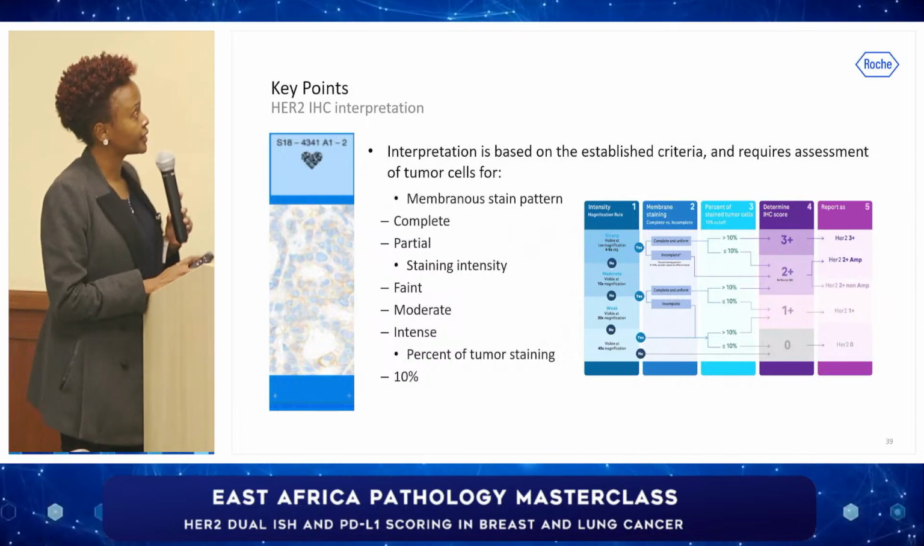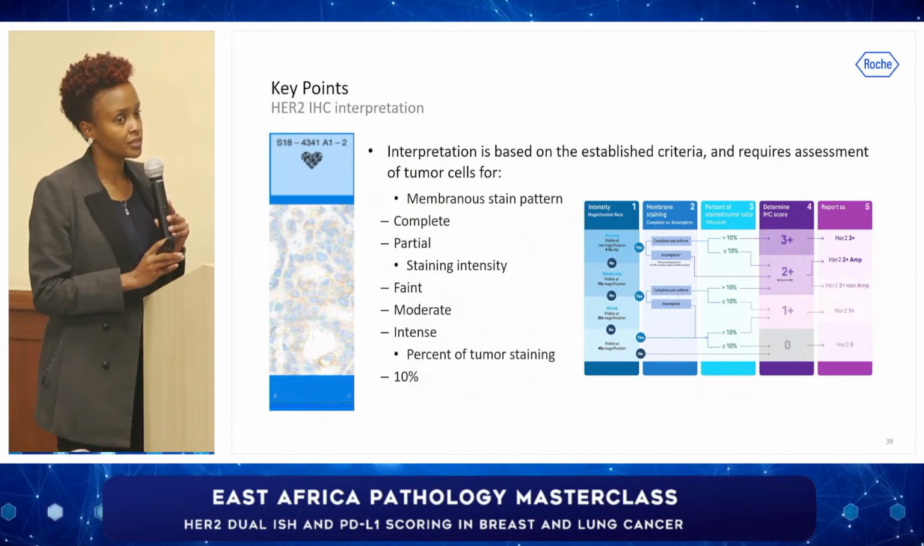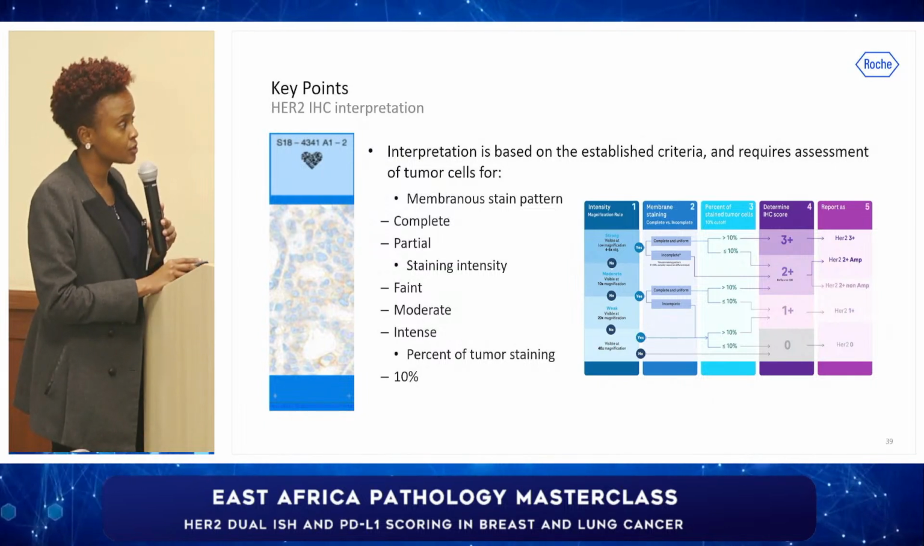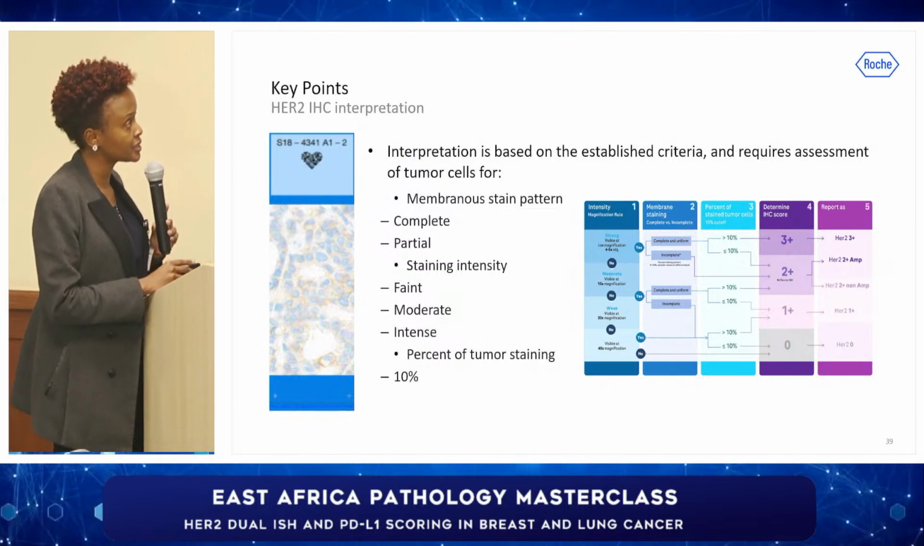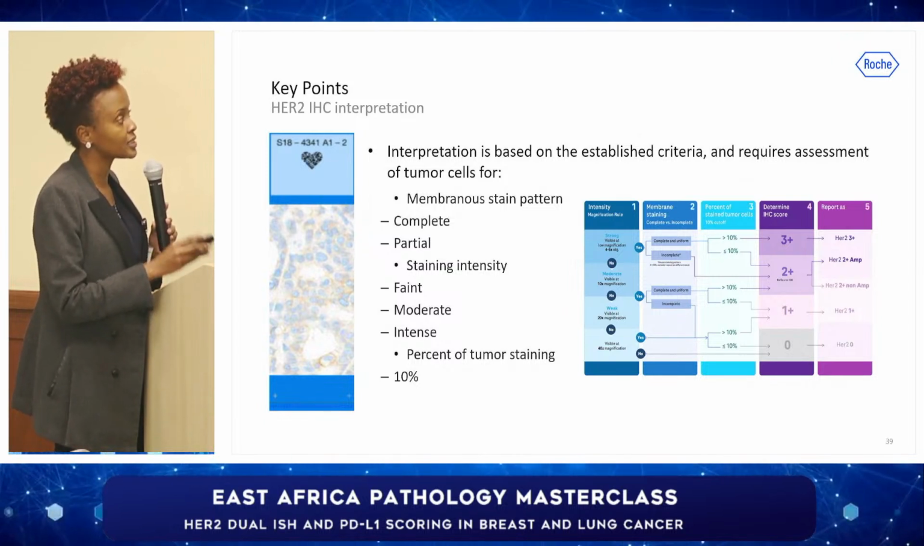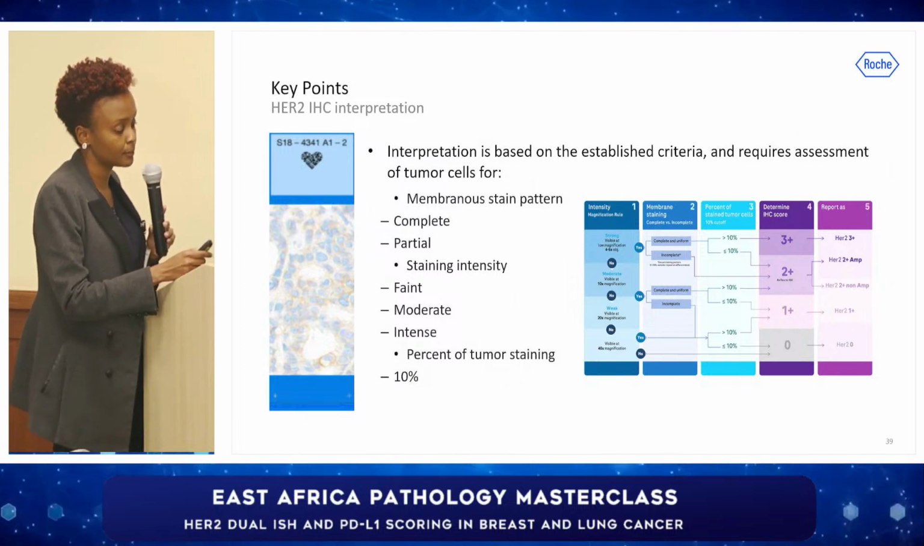So in summary, always go back to the 4 questions. Is there staining? Yes or no? Is the staining membranous or not? If it is membranous, is it complete or incomplete? What is the intensity? And what is the percentage of tumor cells that are staining?